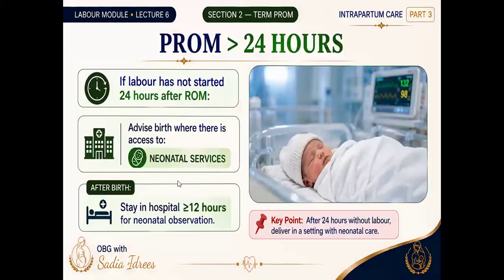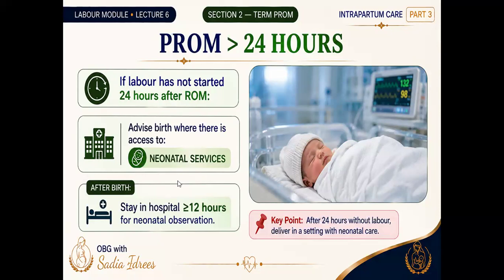Now, let's look at another important consequence of prolonged rupture. If labor has still not started 24 hours after rupture of membranes, the place of birth matters. The woman should be advised to give birth in a setting where there is access to neonatal services. Why? Because prolonged rupture increases concern about neonatal infection.